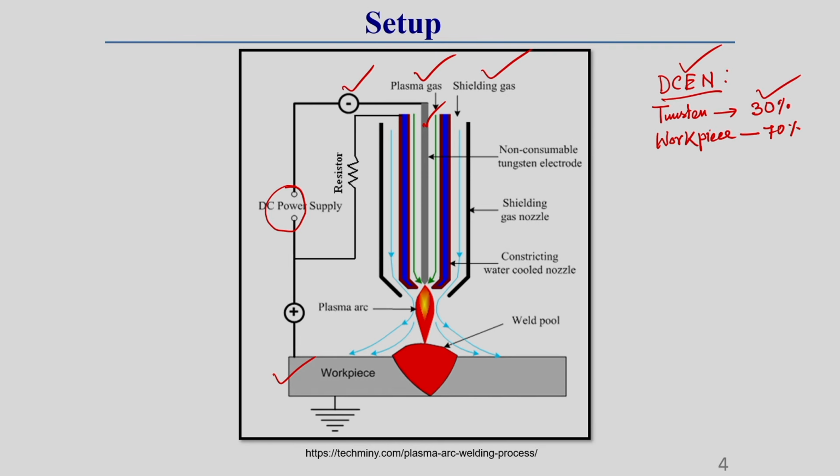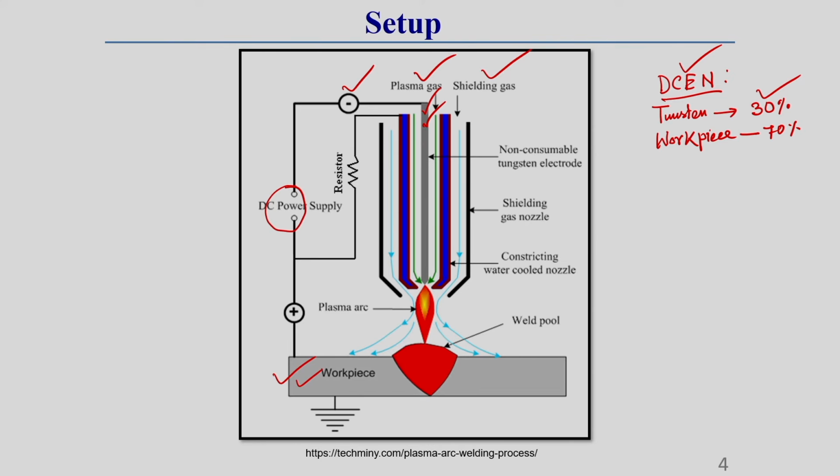Okay. Now, that is why DCEN is generally used. Here I have shown that the direct current power supply's negative terminal is connected to the non-consumable electrode, that is the tungsten electrode, that you can see here. Now, the other terminal, the positive terminal, is connected to the workpiece.